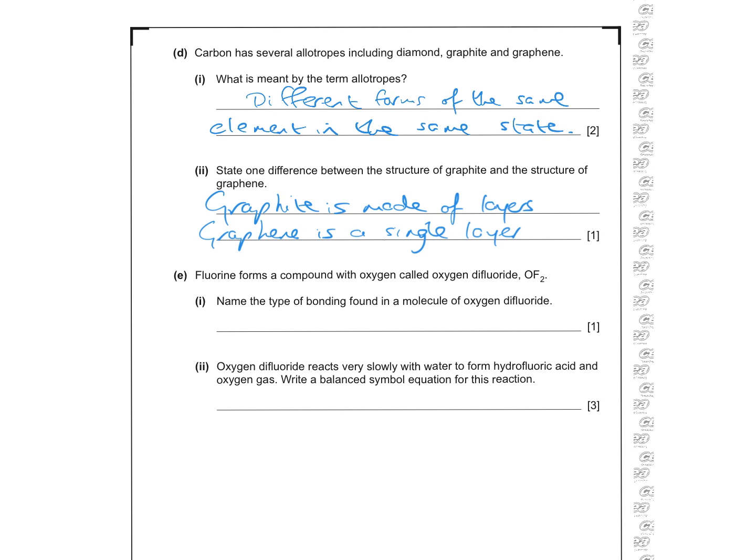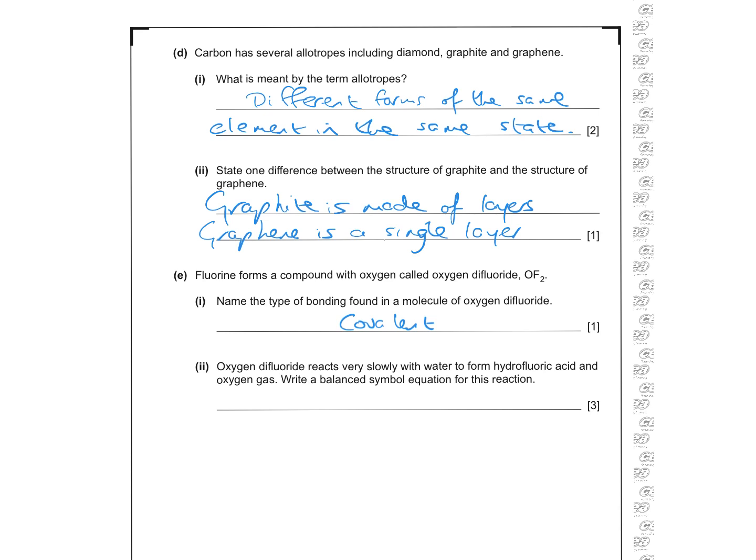E part 1, name the type of bonding in a molecule of oxygen difluoride. Well, these are all non-metals. It's a molecule as well. So the bonding is going to be covalent. And this is referring to the bonding between the atoms.